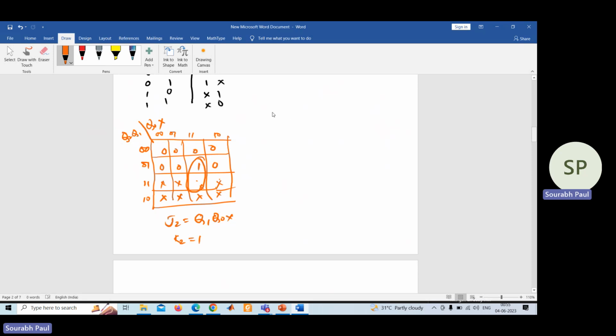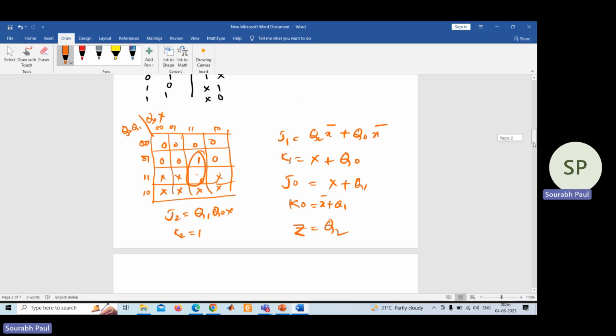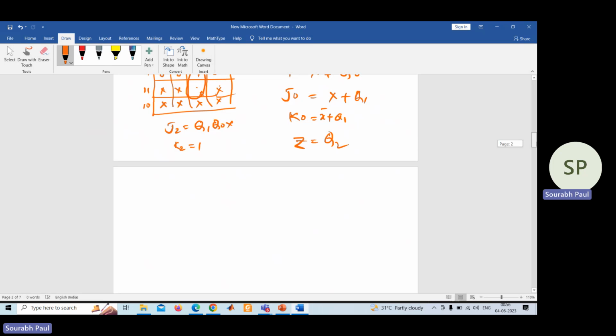I'm writing it here. So J2 I have already written. K2, I have already written. J1 value will be Q2 X bar plus Q0 X bar, and K1 will be X plus Q0, and J0 will be X plus Q1, and K0 will be X bar plus Q1, and Z will be Q2. So these are the values we are going to get from these 7 different KMaps. Okay, you can try this part.